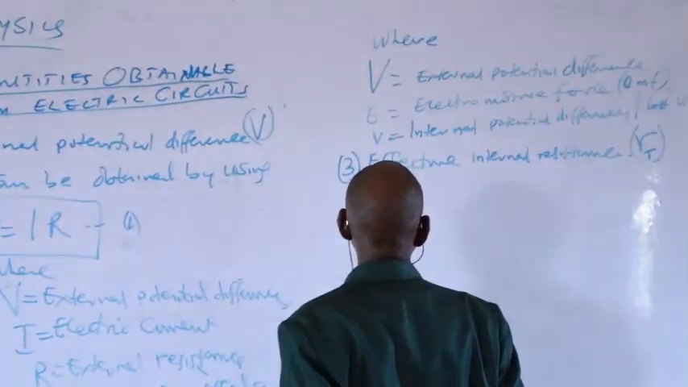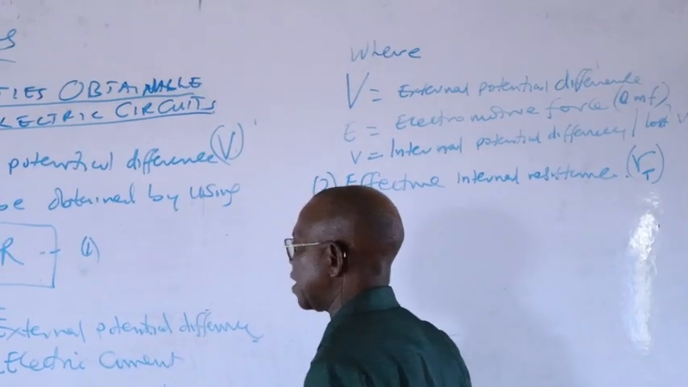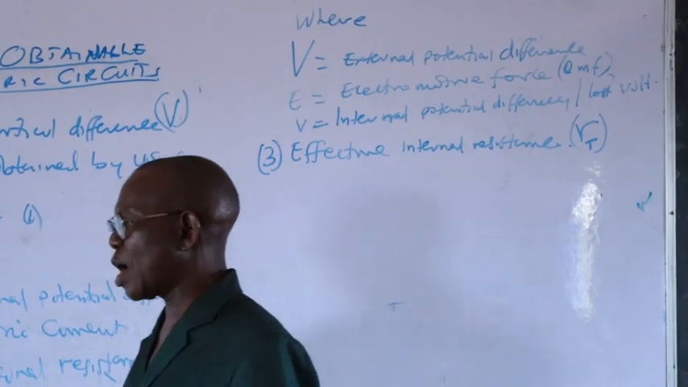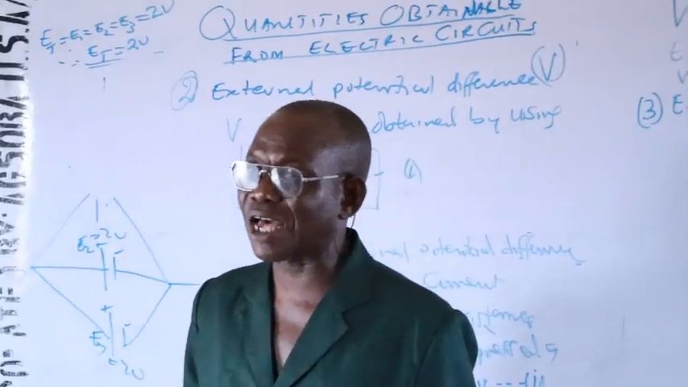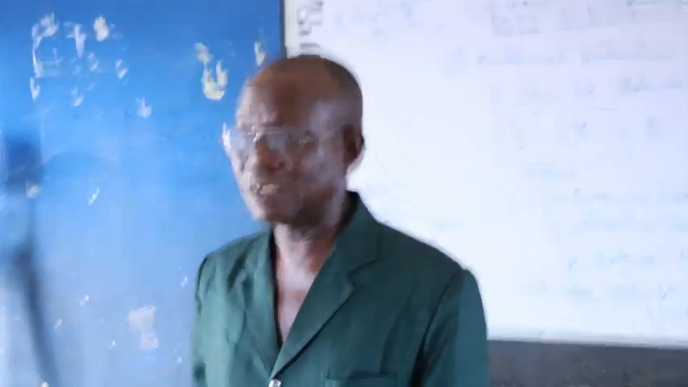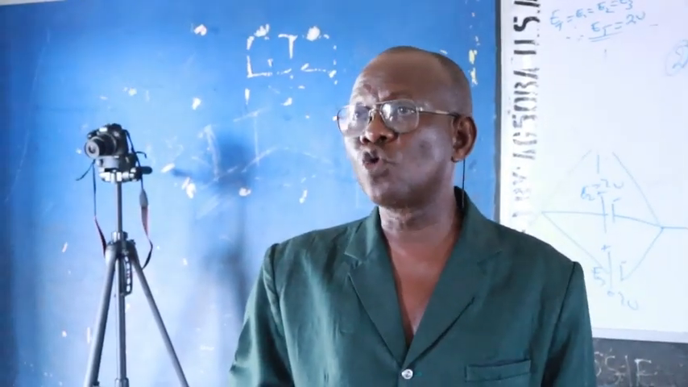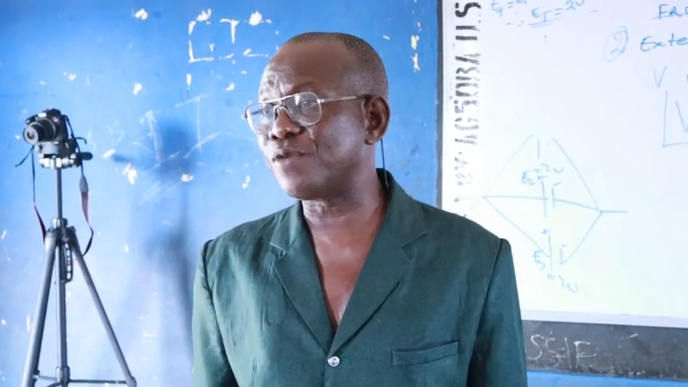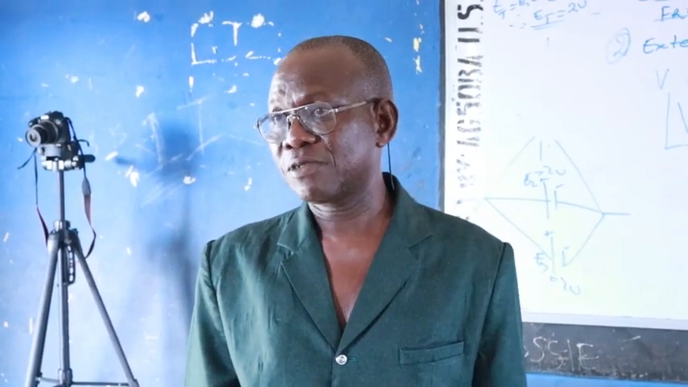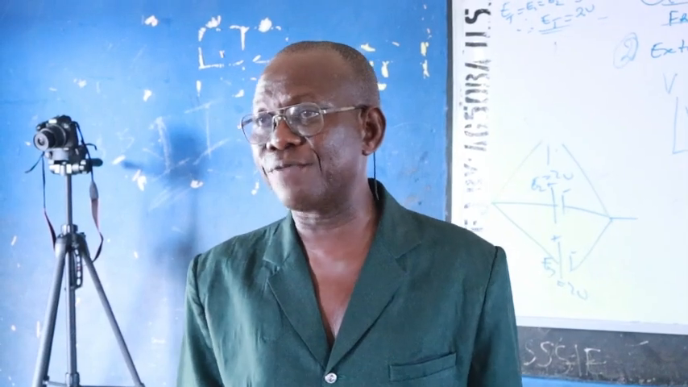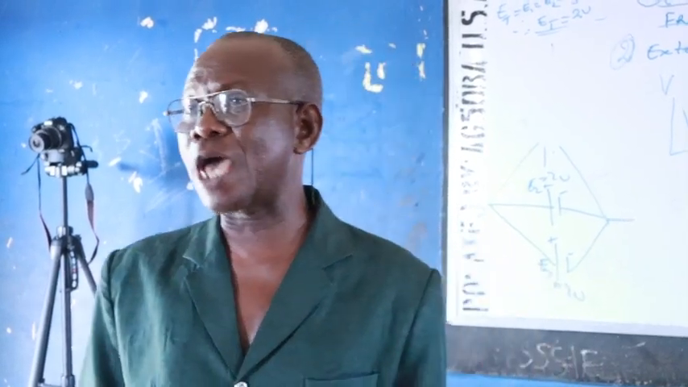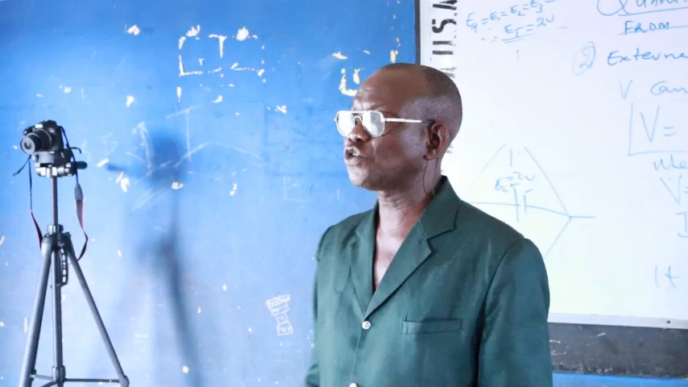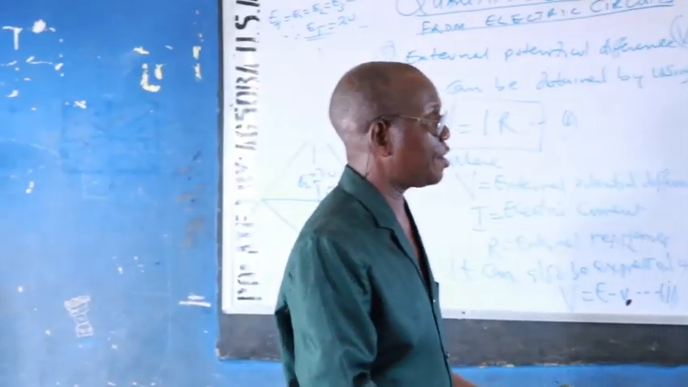So you have two possible arrangements, because internal resistance comes from the cell. And you can only have two possible arrangements of cells, series and parallel. You can't have a mixed arrangement of cells. So it's not possible to have a mixed arrangement of cells. So here you can only have series or parallel arrangement.